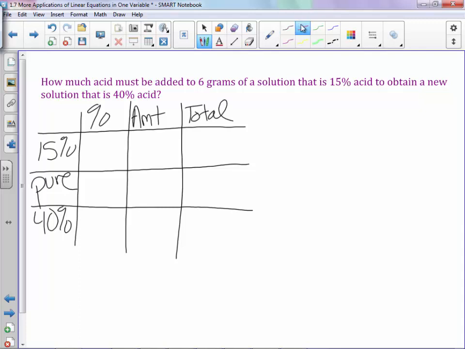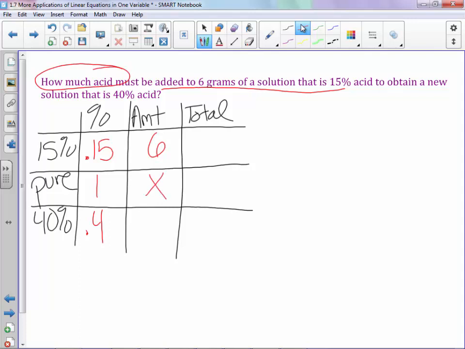So let's fill in what we know. The 15% solution obviously has 15% acid. The pure acid is all acid, so it's 100%, which is 1. And then the 40% is 0.4. Alright, we have 6 grams of this 15%. We're asking how much of the pure acid, so we don't know. But when you pour these together, you're going to have however much you started with plus however much you poured in.